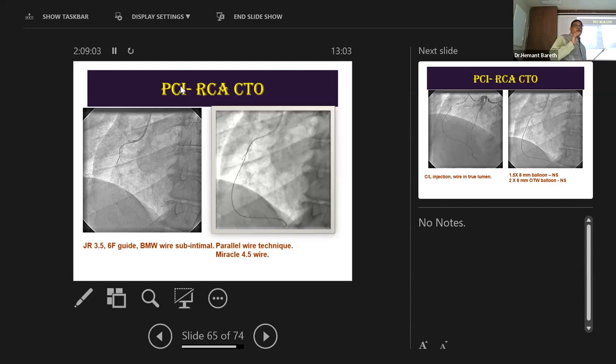There is another wire called Conquest Pro or Conquest wire, which is like Miracle wire. It has got a tapering tip. The tip of Conquest tapers to 0.010, with the same sizes 3, 4.5, 6, 9, and 12. But the 12 tip tapers to 0.009. So Conquest Pro tip goes to 0.009. Miracle wire you can use when there is a slight tortuosity. But if there is no tortuosity, like maybe LAD, you could even use Conquest Pro wire. And that is the difference, because Conquest has got a tapering tip and it can perforate.